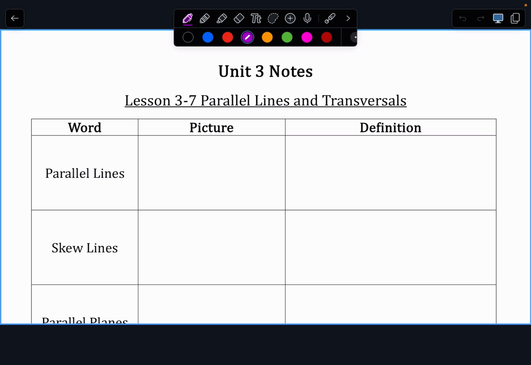Parallel lines. What do you know about parallel lines? They never touch. Okay, they can touch, they just never cross. They never intersect. So, two coplanar lines that never intersect. They do need to be coplanar. Now that we know what that means.